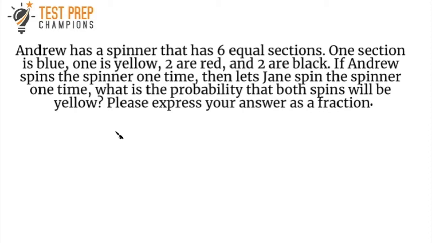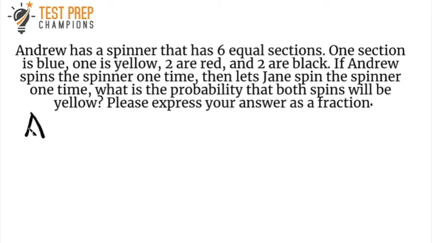So the first thing that I want you to think about here is what kind of probability question is this? If Andrew spins the spinner and then Jane spins the spinner, the probability of Andrew getting a yellow is not going to have any bearing on the probability of Jane getting a yellow. So this isn't like a problem where if you draw one coin out of the jar, there's going to be one less coin for the second draw. No, it's nothing like that. It's just a straight up question where Andrew's spin doesn't affect Jane's spin. So this is an independent probability question.